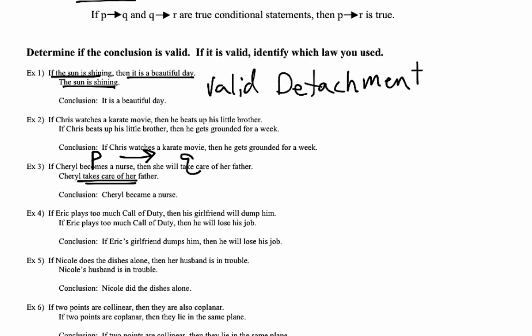So this would be an invalid use because it doesn't follow the proper form. The hypothesis leads to the conclusion. A conclusion does not lead backwards to a hypothesis. So please take careful note of that. So that's a couple examples of the law of detachment.